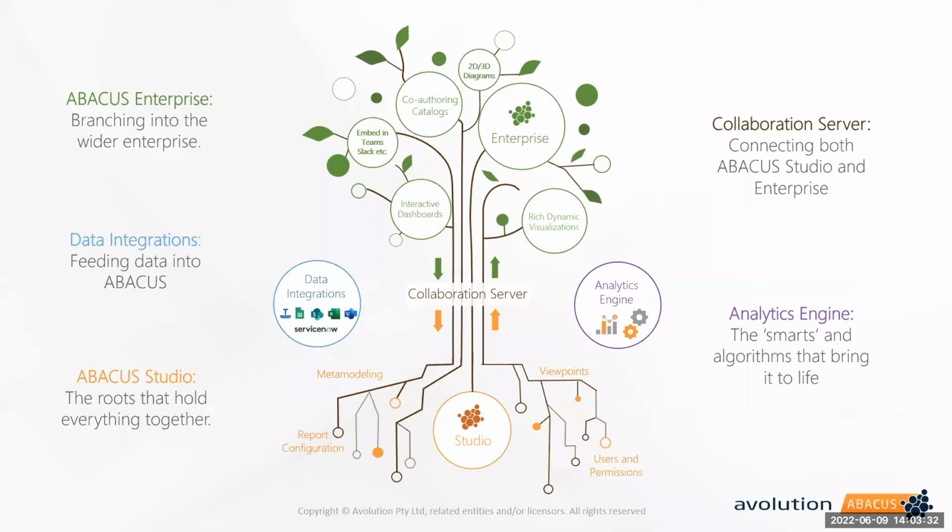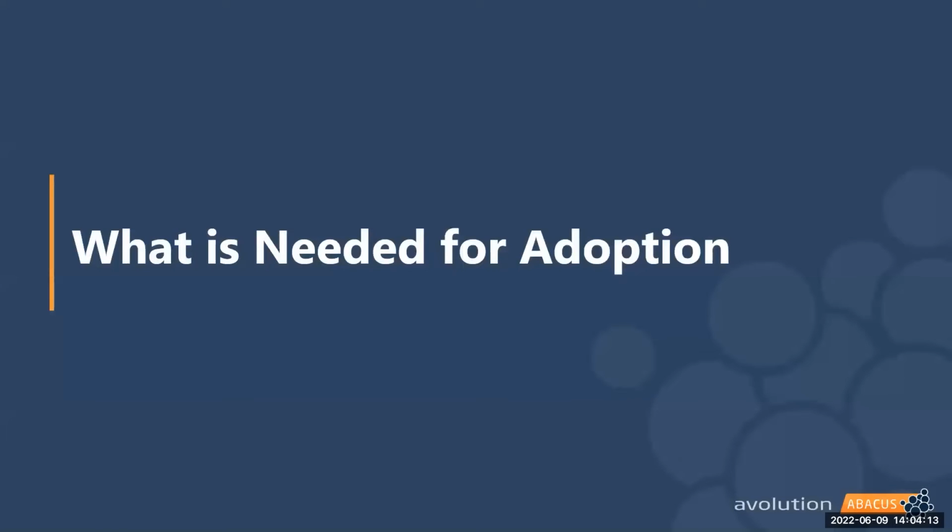So Abacus Studio, when you hear that today, this is where your EAs will be doing a lot of the work. You're pulling the data in initially, configuring a meta model, setting up viewpoints, setting your users and permissions within this as well. And then you branch out, if you will, into the pretty leaves of the product, which is Abacus Enterprise. So this is where you have your rich dynamic visualizations, your interactive dashboards. You increase a lot of collaboration in the team here as well by embedding it in things like Teams, Slack, Confluence, or many of the visualization pieces you may already be using. So with that, we're going to get into the bulk of the presentation here. I'll hand over to Andrew for what is needed for adoption.